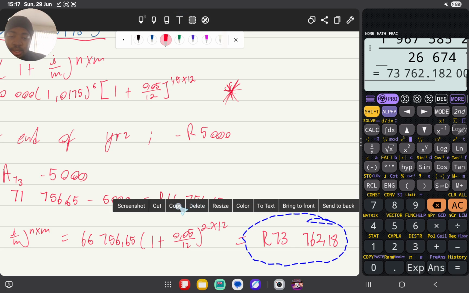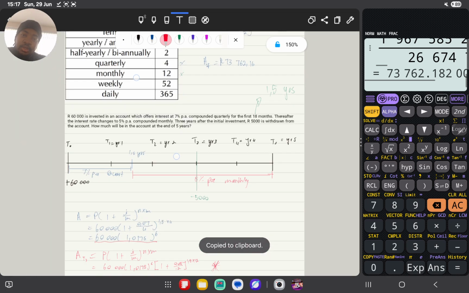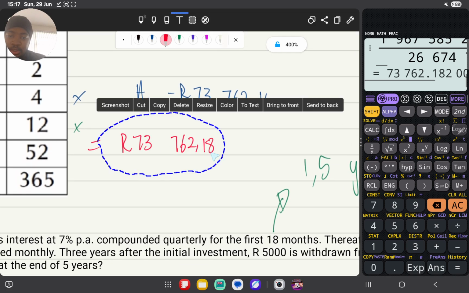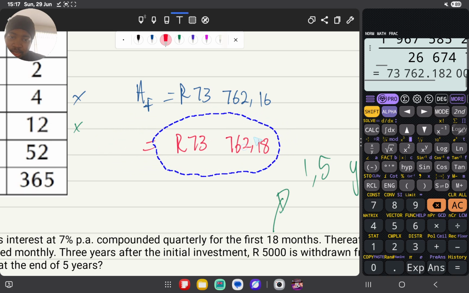Let me copy it. We need to compare it to the value we had initially with method A. And as we can see, the value is exactly the same. The only difference is by 0.2. That's the only difference, and this difference is caused by rounding off, because here I was rounding up.